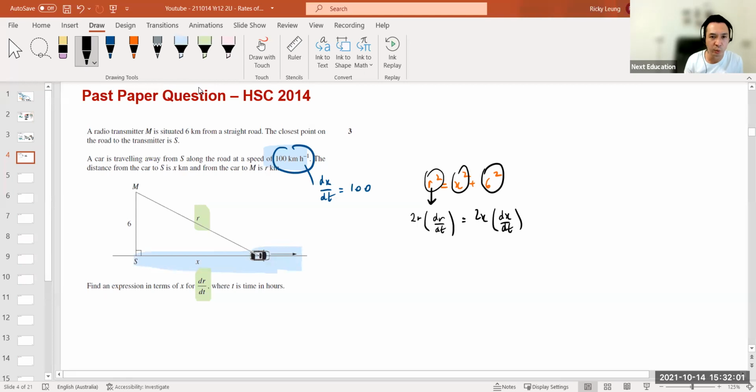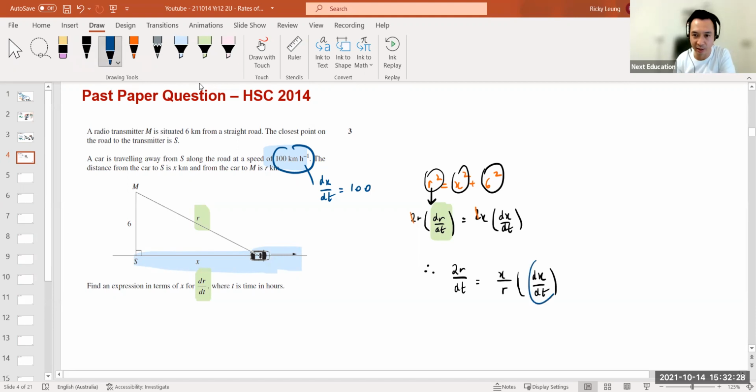Almost there. Do I know anything else? No, that's all I need. So what do I want? I want to make this the subject. Firstly, I will cancel out the 2's and chuck the r onto the other side: x on r times dx/dt. I'm almost there. The only thing I need to do now is use my question: I need to sub in 100 there, that's what's given in the question.